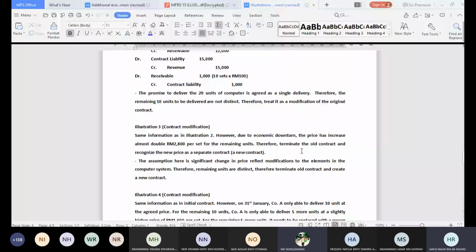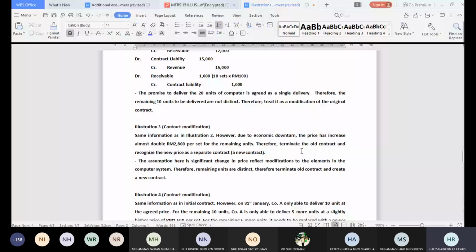First, you need to see whether there is an additional unit request. For example, in the original contract of 20, you ask for another 20. Now it becomes 40. That's the first one. Is there any additional unit request? If there is, are they distinct and is their price its own standalone price? If all are yes, then just create a new contract. Don't bother about the original contract.